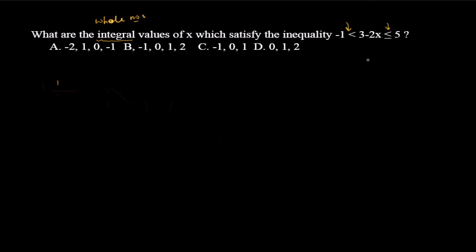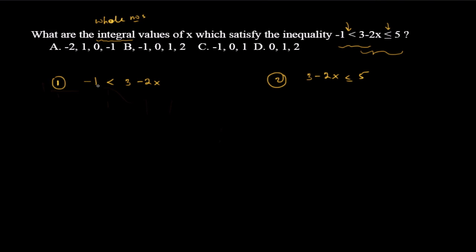Now, to carry this out, since we know this is a simultaneous inequality, the first thing you need to do is split this inequality. How do I mean? For the first part, you have -1 < 3 - 2x. Then the next part of the simultaneous inequality is 3 - 2x ≤ 5. This is the first step you carry out whenever you want to solve a simultaneous inequality.